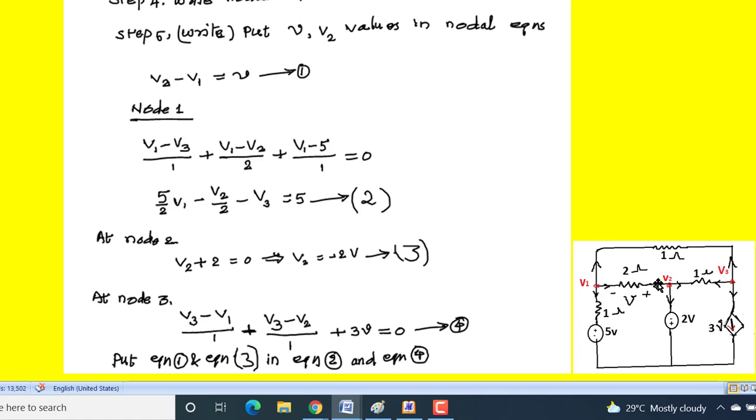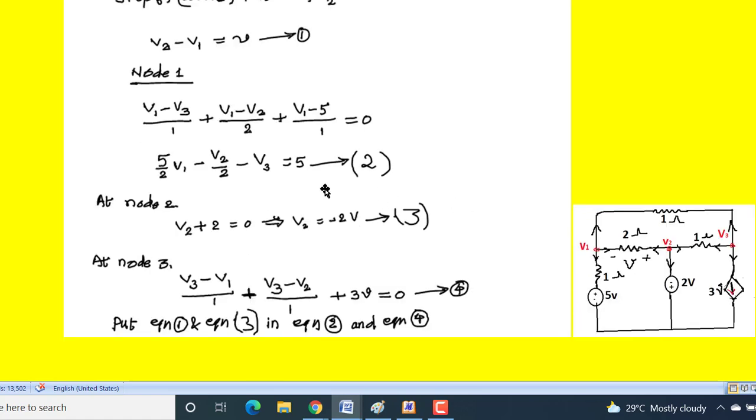Next, for V1, there is another current flowing here, (V1 minus 5). Why are we writing minus 5? Because in this assumed current direction, this will become a voltage drop. A voltage drop will get the negative sign. So we write here (V1 minus 5) divided by the resistance in that branch, and that is equal to 0. If we simplify that, you will get 5 by 2 into V1 minus V2 by 2 minus V3 is equal to 5, and we say this is equation 2.